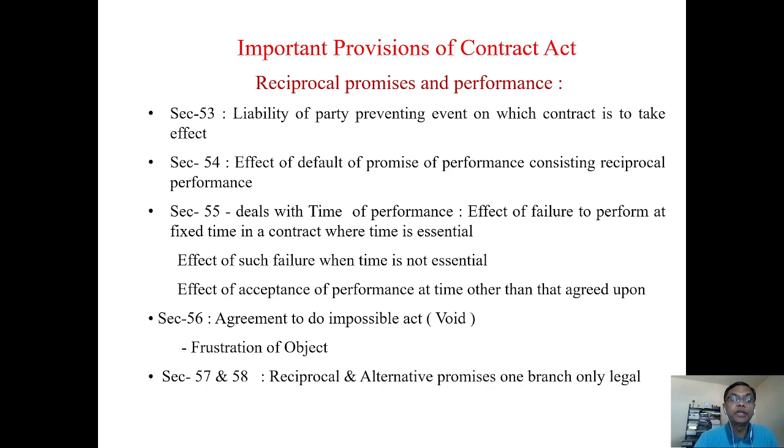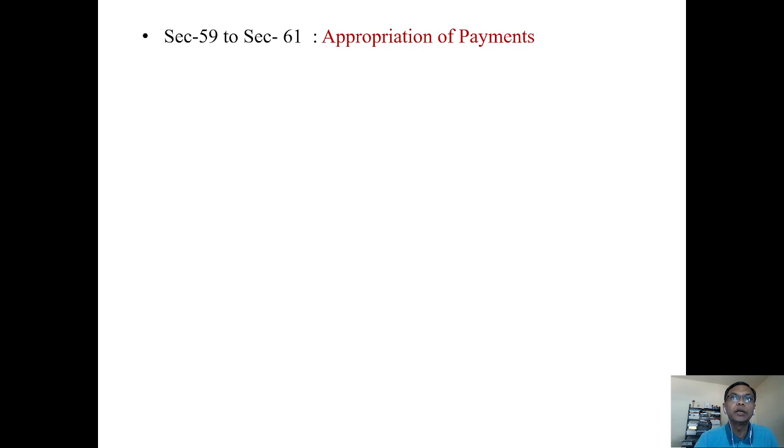Sections 57 and 58 deal with reciprocal and alternative promises where only one branch is legal. In such cases, where one branch is legal and the other illegal, only the legal branch is valid and the other part is void. Only that part can be enforced. The other part, being illegal, is not enforceable, so the contract is partly void to that extent.